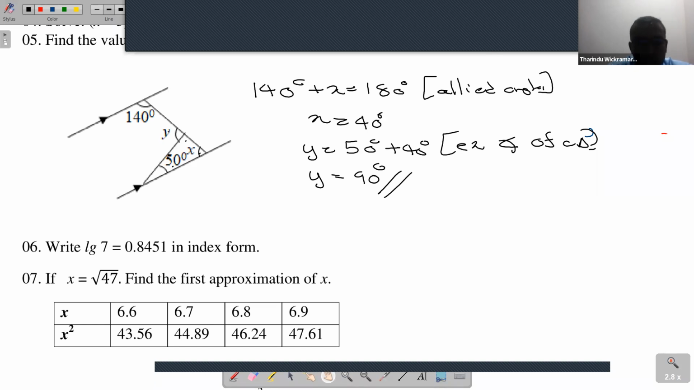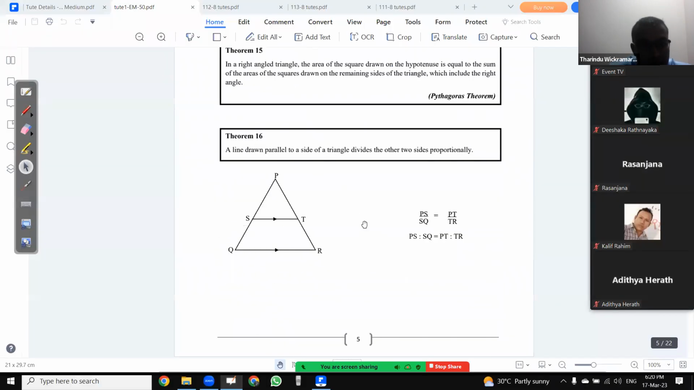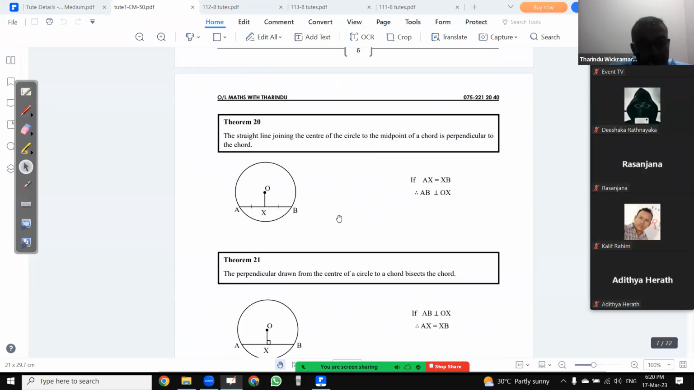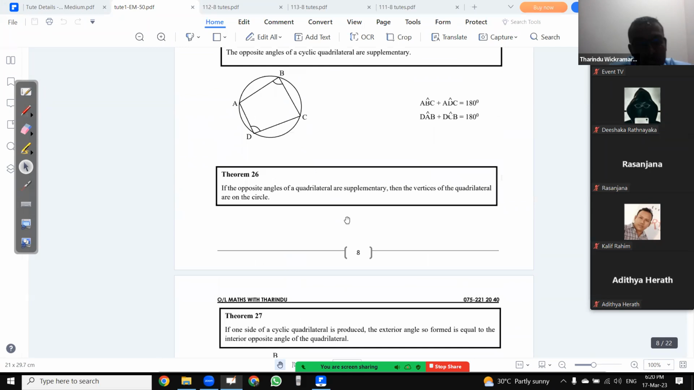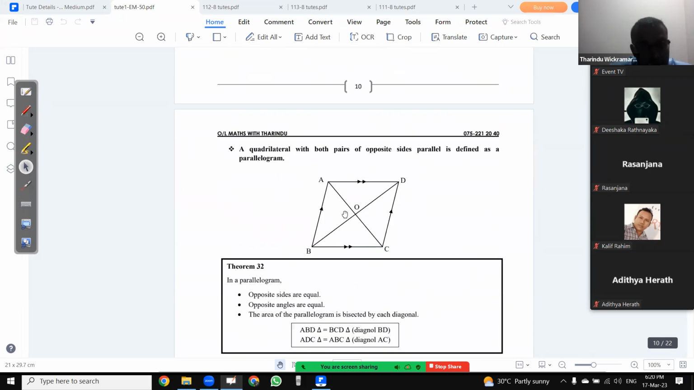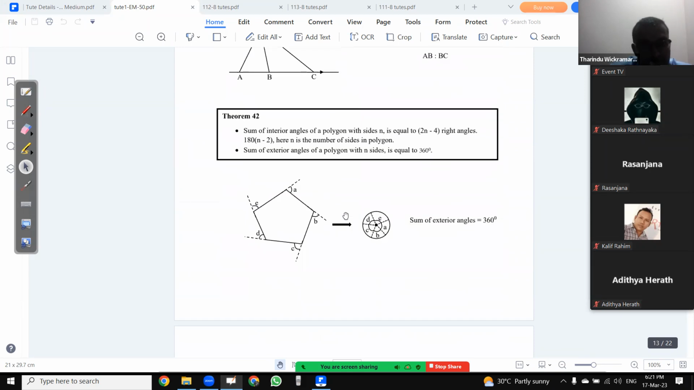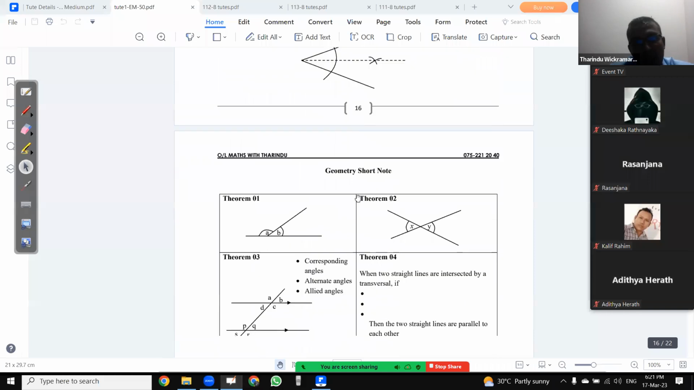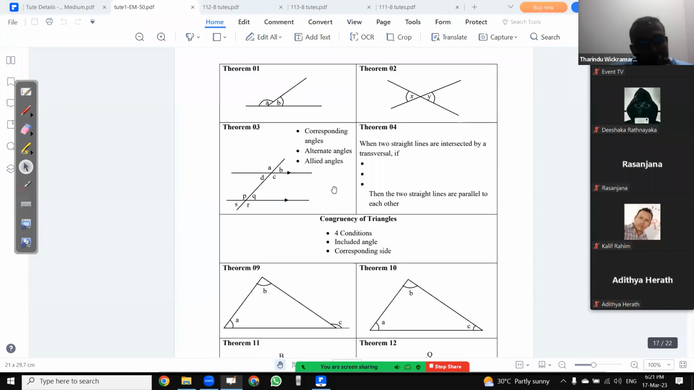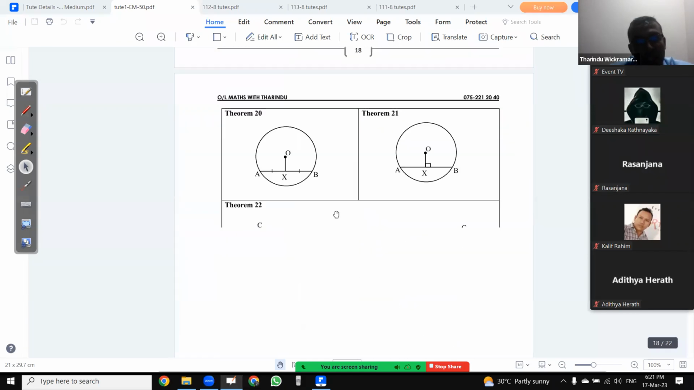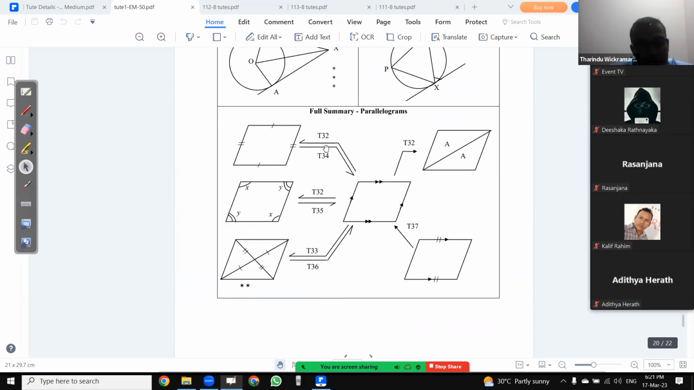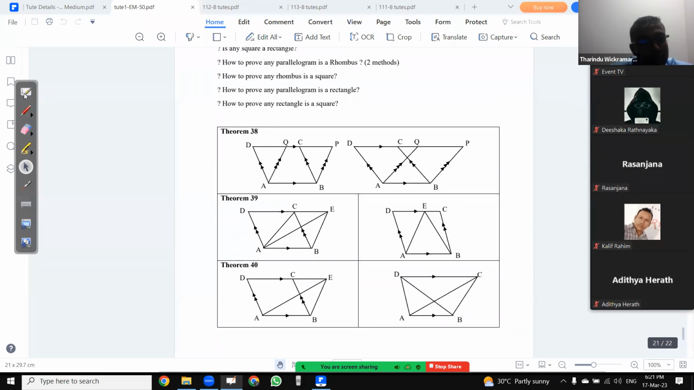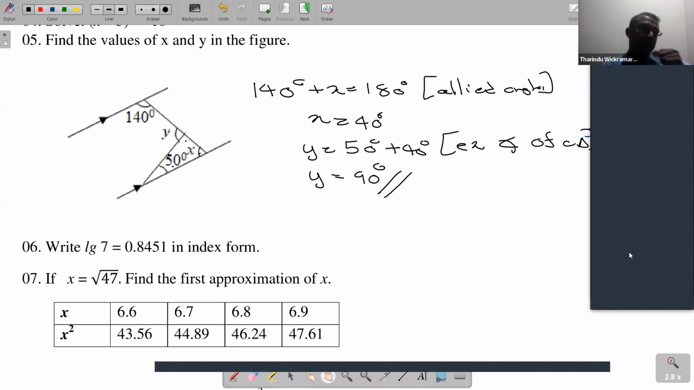So this is a geometry short note. We have given those theories here. These are theories from triangles, then circles. Then we are moving to parallelograms, special properties of parallelograms and loci. So this is used to memorize. You can memorize, right? What is a plus b? 180. What's the relationship between x and y? So this is for memorization, to memorize parallelograms in that way. You can try question number 6.